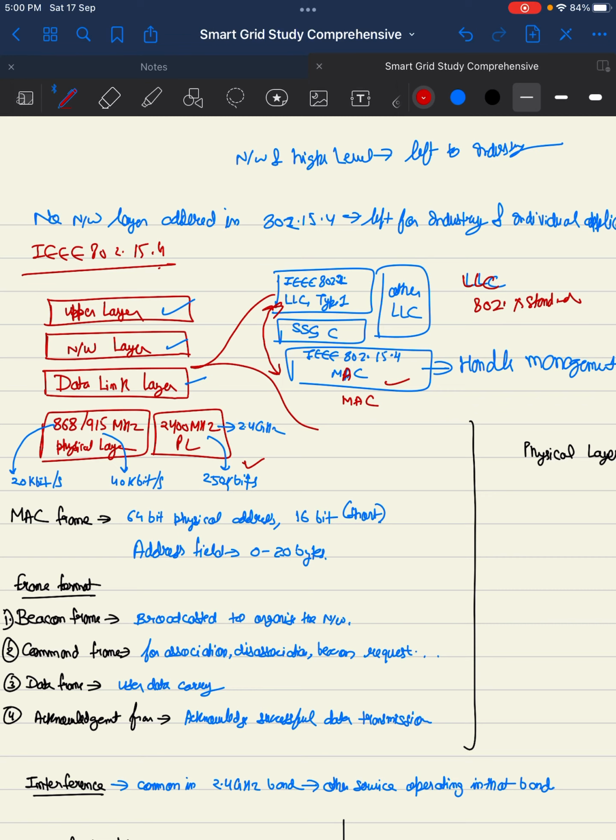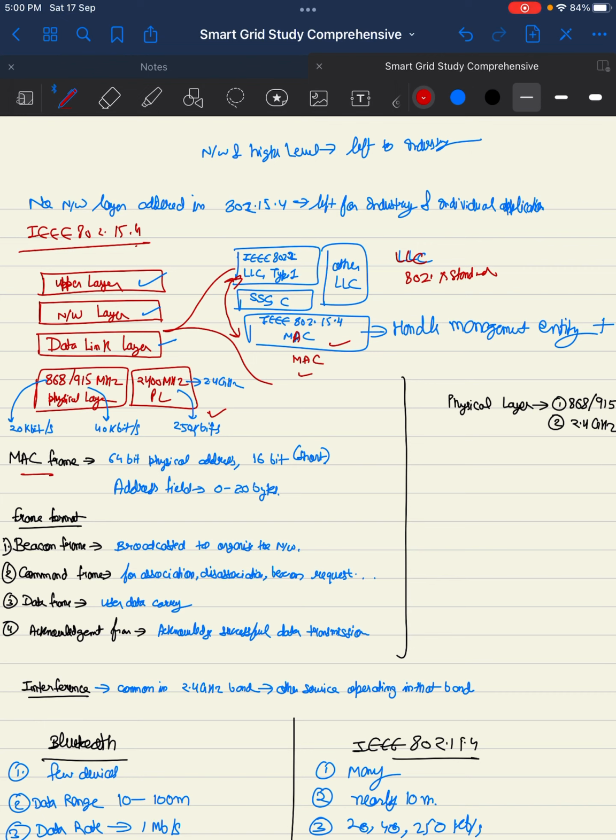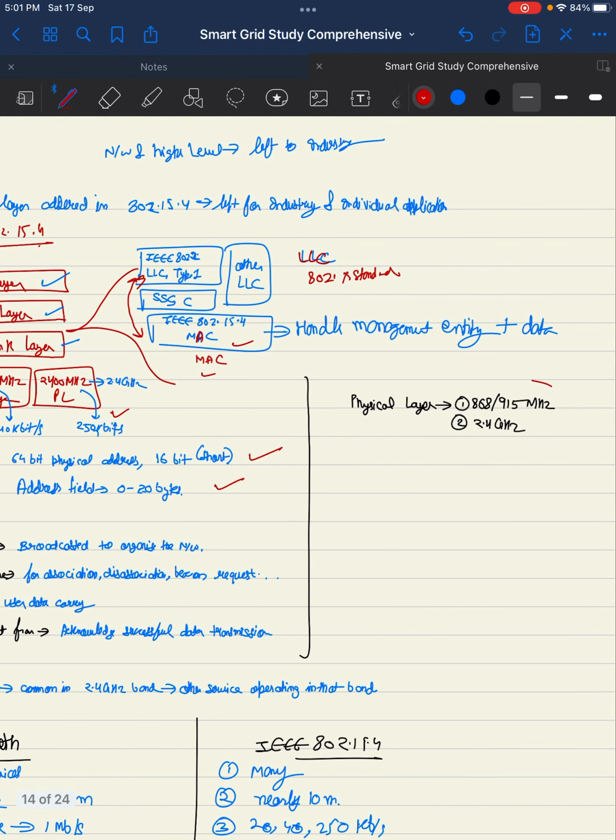And then if you see our MAC layer, it provides data and management service to the upper layer, as I already told, and 802.15.4 is very simple, making it very suitable for the intended low-end applications. A limitation is that it does not support synchronized voice links. If you see the MAC frame here, it has a 64-bit physical address and a 16-bit short address field, 0 to 20 bytes. So this is my physical layer which I have already written.